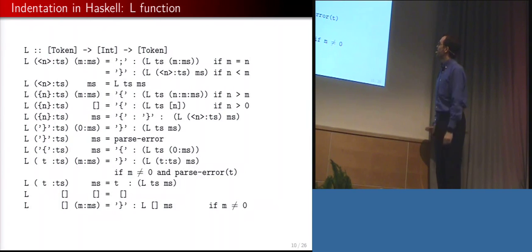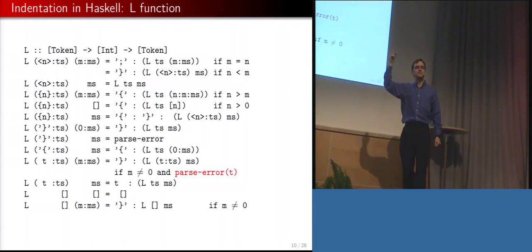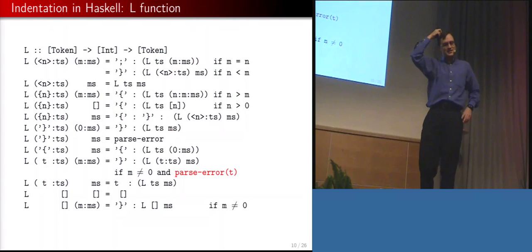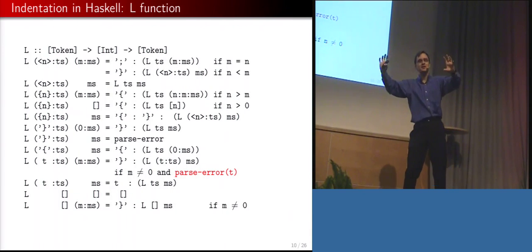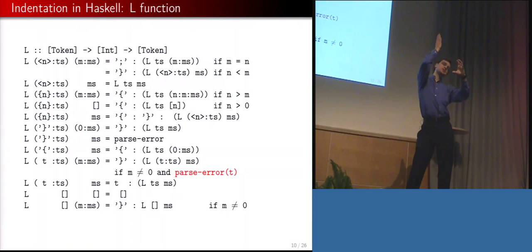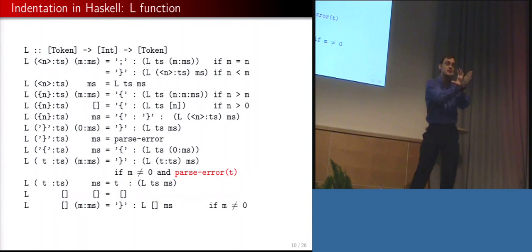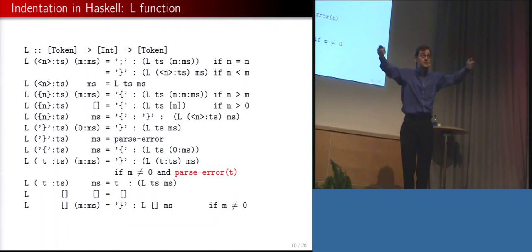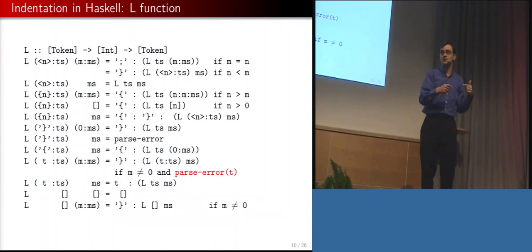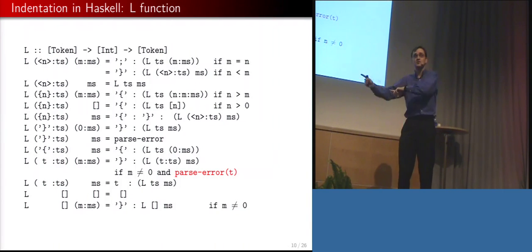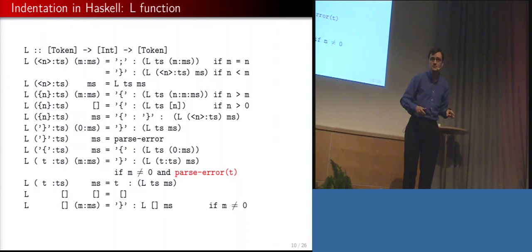but I do want to point out this m-parse error t. Now the language spec says that what m-parse error t does is that if the current set of tokens emitted by the L function plus the next token, in this case t, is an invalid prefix of the Haskell grammar, but if I were to emit a curly brace instead, that would be a valid prefix of the grammar, then parse error t needs to return true.